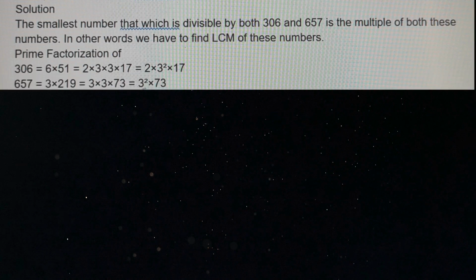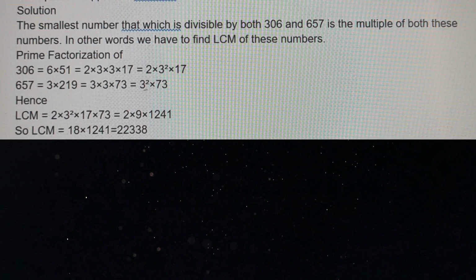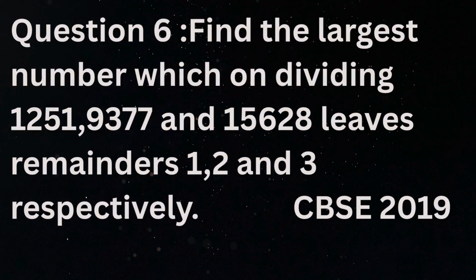657 is equal to 3 times 219 is equal to 3 times 3 times 73 equals 3 superscript 2 times 73. Hence, LCM equals 2 times 3 superscript 2 times 17 times 73 is equal to 2 times 9 times 1241. So LCM equals 18 times 1241 is equal to 22,338. Answer, 22,338.